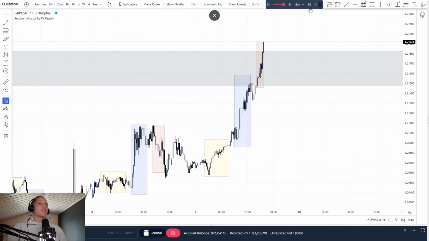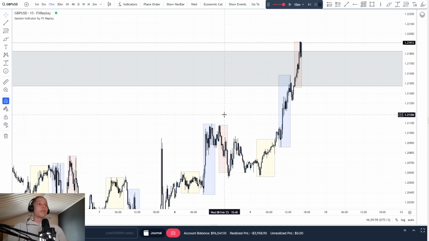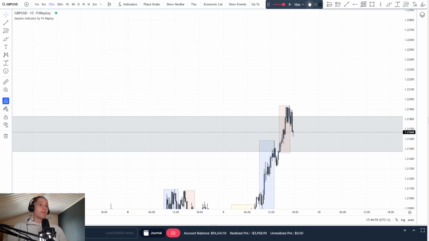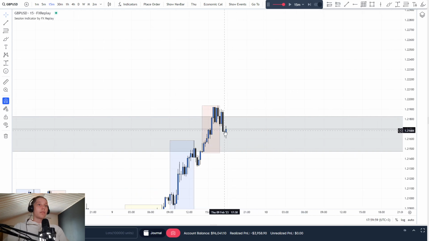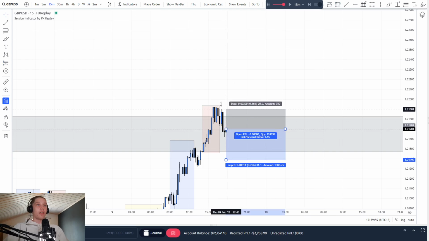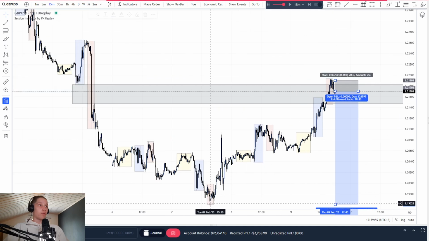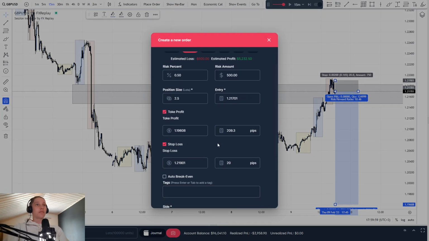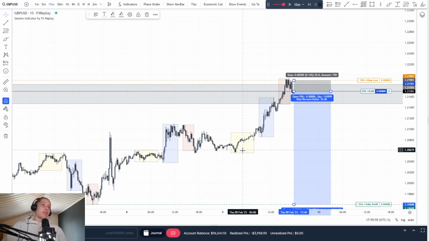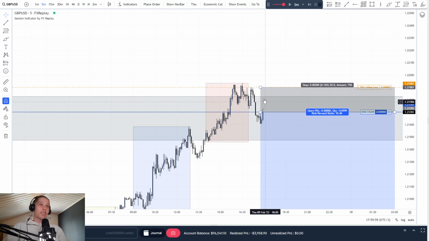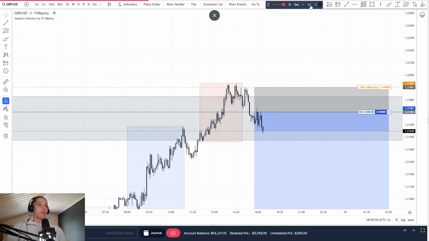So let's look at this. If we violate this area, print that. You know what? I don't like to pick tops, but if we are moving lower, we could be able to catch this. Maybe this is a bad idea, but this kind of breaks structure cleanly. So I'm taking 0.5% sell.